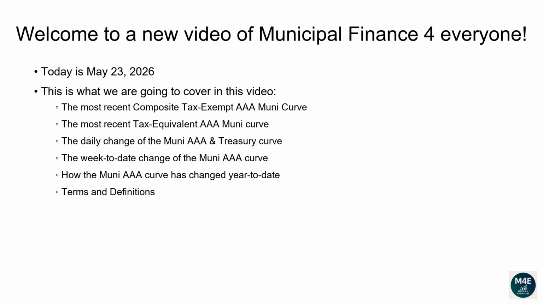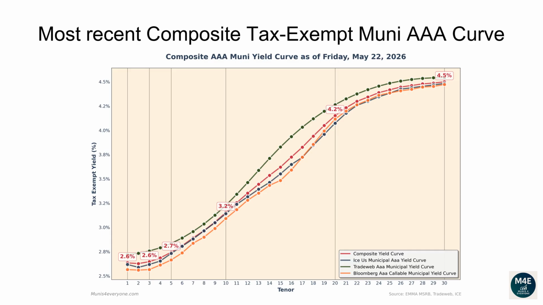Terms and definitions. Let's go over the most recent composite tax-exempt Muni AAA curve. The following composite tax-exempt yield curve is based off the most recent ICE, TradeWeb, Bloomberg yield curves that are available on the MSRB website, plus some proprietary extra adjustments, as of May 22, 2026.